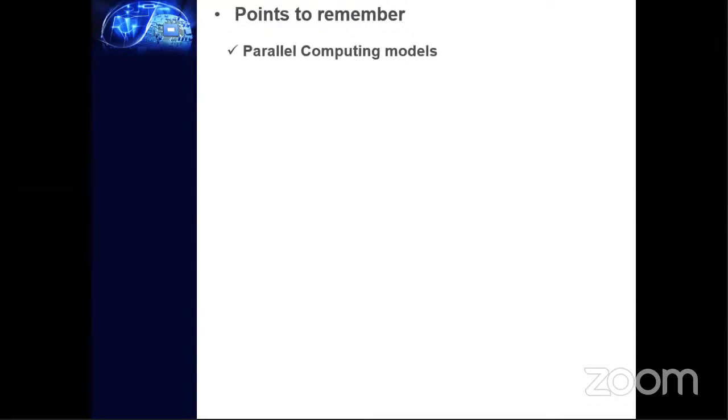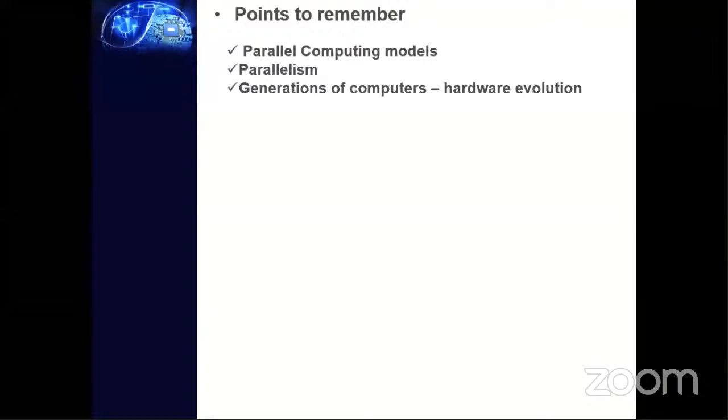So what is a parallel computing model? I said it's a theoretical description of computers, parallel computers. Under that, we defined what parallelism is. So what is parallelism? Doing more than one process at the same time.